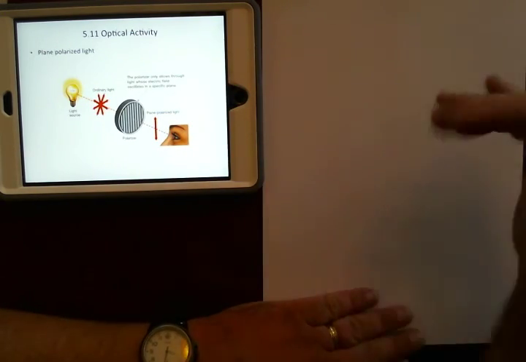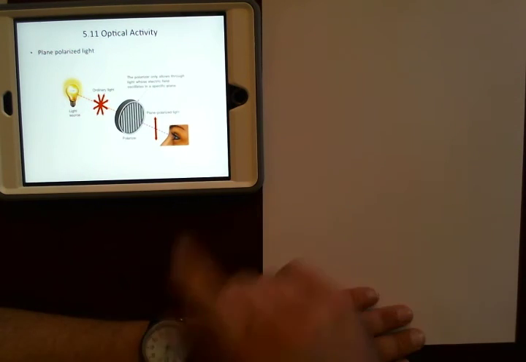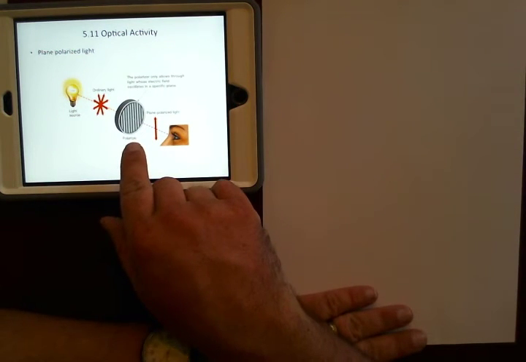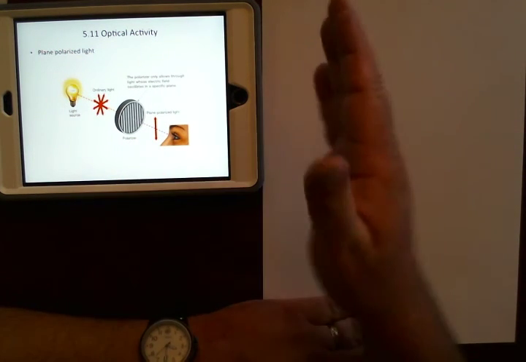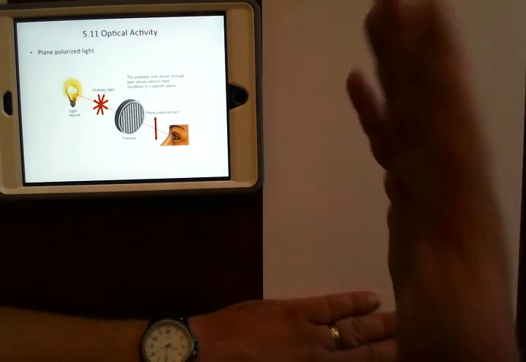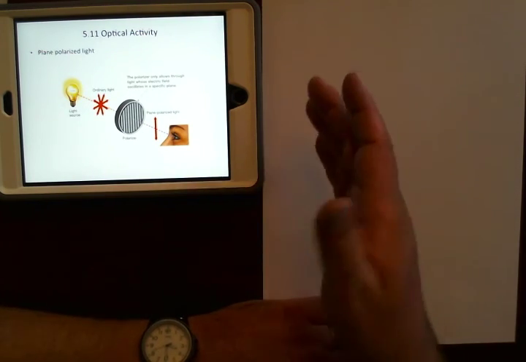Okay, it's going to come out this way and this way and this way, whatever. Okay, you go through what's called a polarizer. Okay, and only the stuff that is going with the polarization gets through.